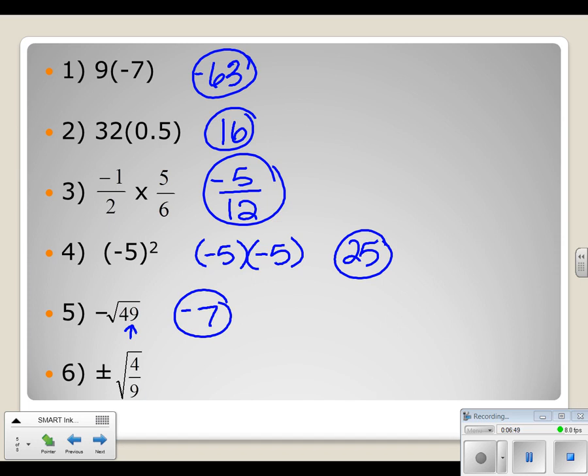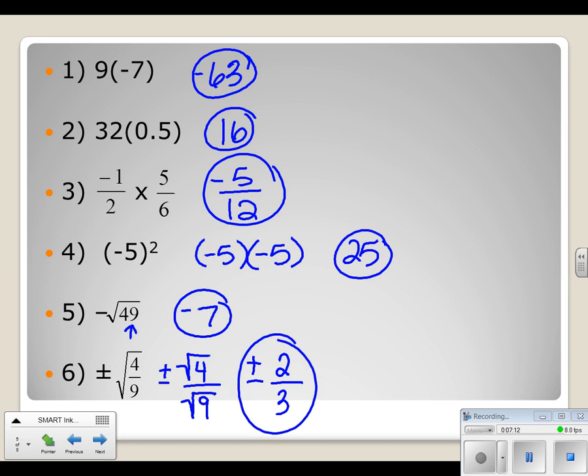Number 6 is plus or minus the square root of 4/9. With this one, we know that we can take the square root of 4 and the square root of 9 separately. Separate the numerator and the denominator, so we're left with plus or minus the square root of 4, which is 2, and the square root of 9, which is 3. So plus or minus 2/3.